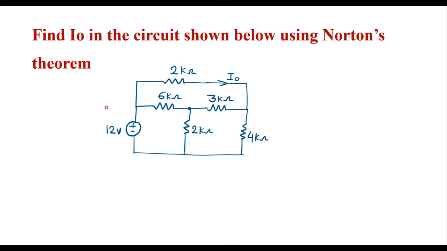In this video, let me consider one numerical on Norton's theorem. Find I0 in the circuit shown below using Norton's theorem. This is the given circuit. We need to calculate I0, that is current through 2 kilo ohm resistor using Norton's theorem.